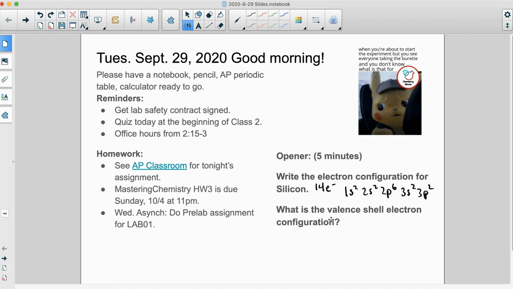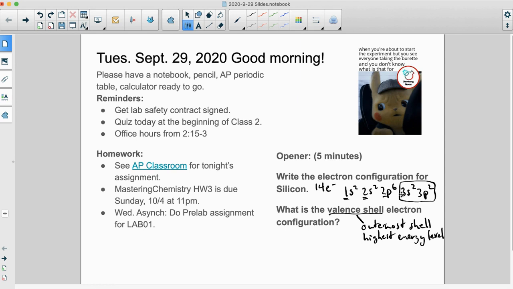Okay, so then the second question is, what is the valence shell electron configuration? The valence shell is the outermost shell in the atom, the highest energy level shell. So what we need to do is find the subshells that have the highest energy level. The energy level is given by the number in front here. So we can see that the highest energy level is the third energy level.